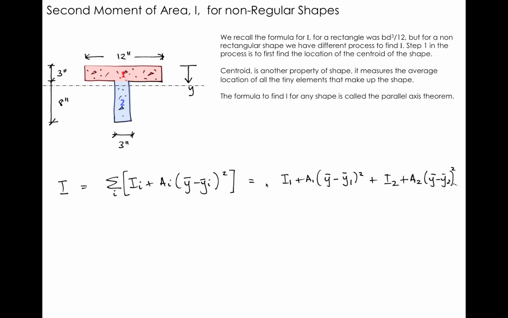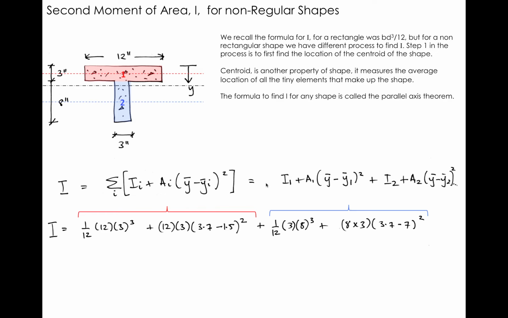So let's fill in those numbers. These are the numbers for shape number 1, and these are the numbers for shape number 2. And I've put in the red and blue line, which represent the y bars of shape 1 and shape 2, where the black line represents y bar for the overall shape. And when we solve this, we get our answer, which is 590.6 inches to the power of 4.